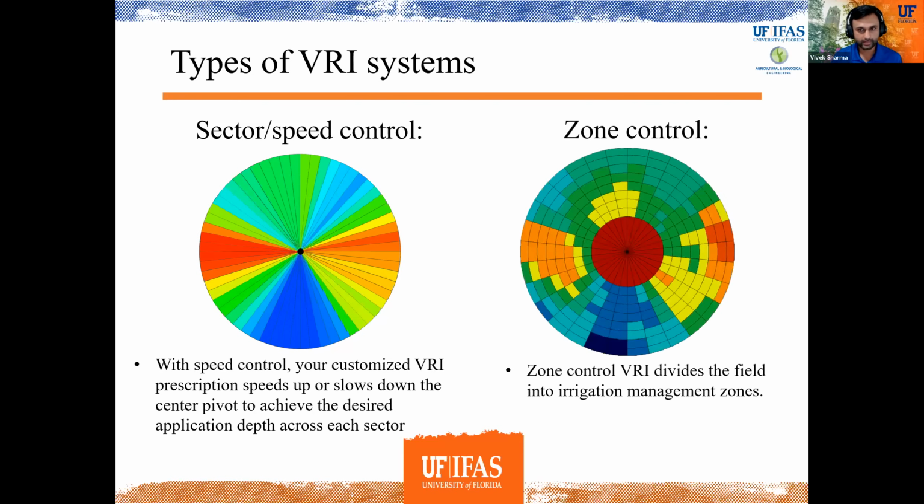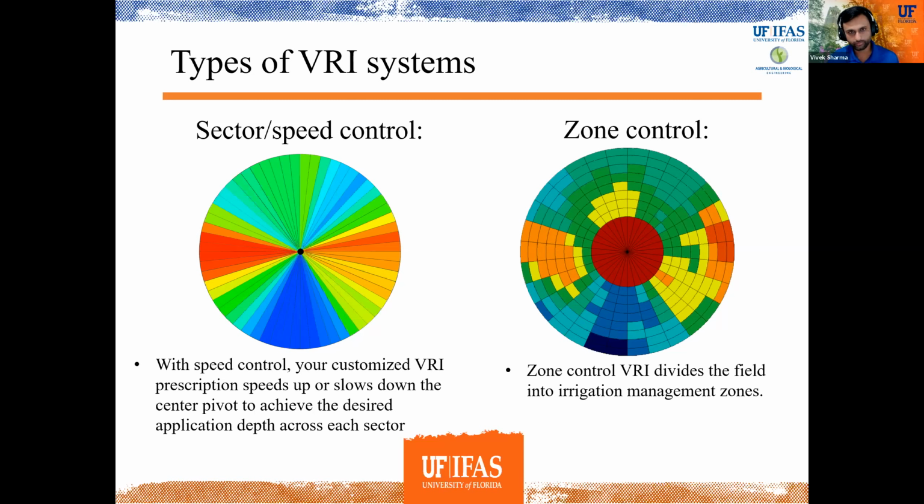The other type of system is called the zone control system. In a zone control system, we have the ability to control the water application of an individual zone. For example, in this figure, each small rectangular section represents a different zone. So we can variably apply water for each section, and this can be very handy if we have a significant variation within the field.